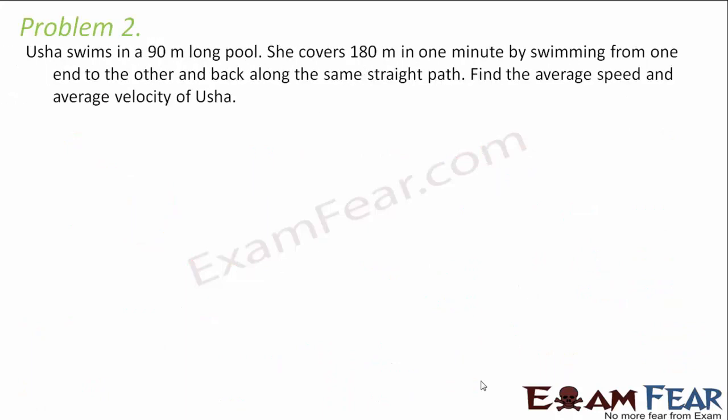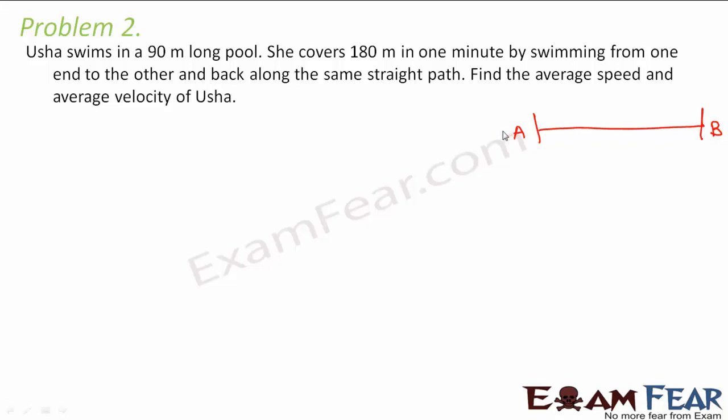It says that Usha swims in a 90-meter long pool. She covers 180 meters in 1 minute by swimming from one end to the other and back along the same path. Let us suppose this is the swimming pool.